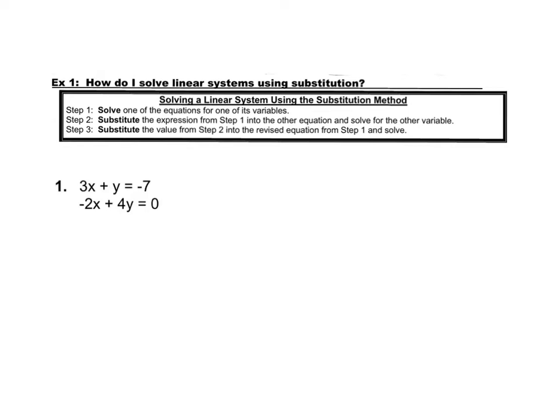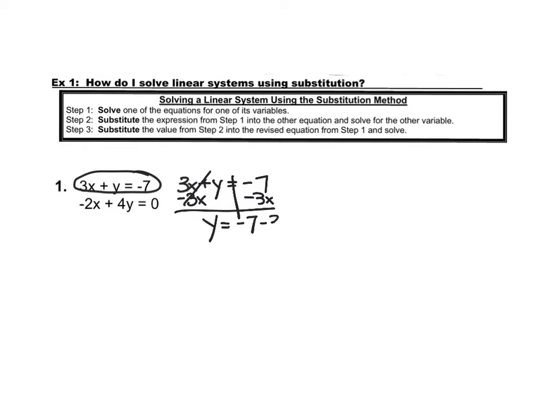We have 3x plus y is equal to negative 7, and we have negative 2x plus 4y is equal to 0. So when looking at this, the easiest variable to solve for would be in this equation right here. So if I solved 3x plus y is equal to negative 7, let's solve for y here. So I'm going to subtract 3x, minus 3x, and we have y is equal to negative 7 minus 3x.